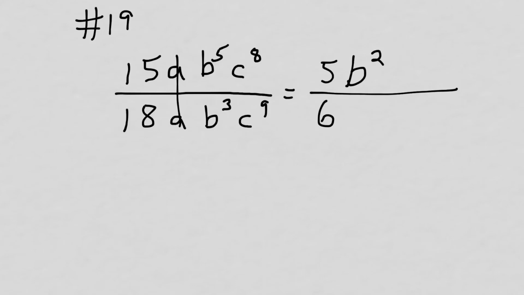All right, C. We've got an exponent of 8, an exponent of 9. You subtract that, you get c to the negative 1. So that's going to go to the bottom. It's going to have an exponent of 1. And you know by now we don't need that. That's your final answer. 5b squared over 6c.